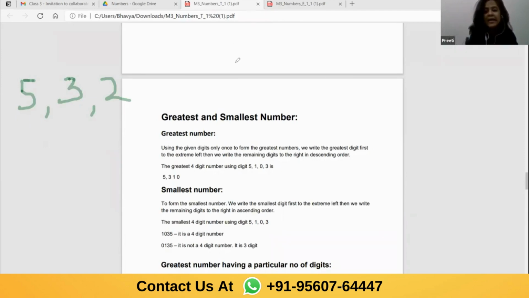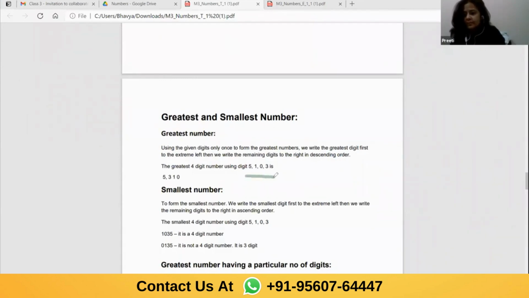Now, do you see the example? Let me clear the screen first. Do you see these digits 5103? When we were asked to write the greatest number possible, what did we do? We arranged them in descending order. 5 is greatest, then comes 3, then comes 1, and then comes 0. So 5310 is the greatest 4-digit number.